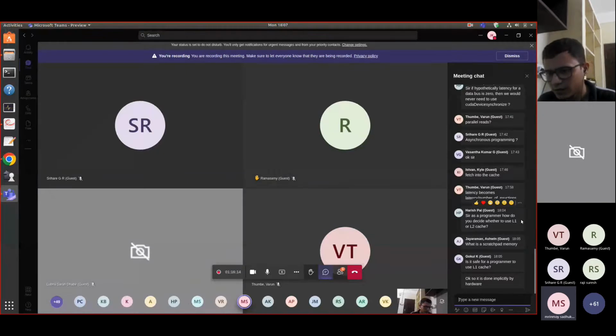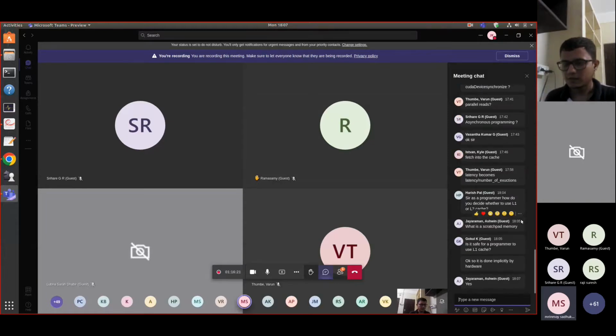Is it safe for the programmer to use L1 cache? No, not L1 cache. It's the scratchpad memory that is being programmed by the programmer. It's a part of L1 cache, and L1 cache is not being touched. So, there is some confusion here. L1 cache and L2 cache are not programmable. Only the part of L1 cache called scratchpad memory is given to the programmer for storing some variables. I hope that's clear.